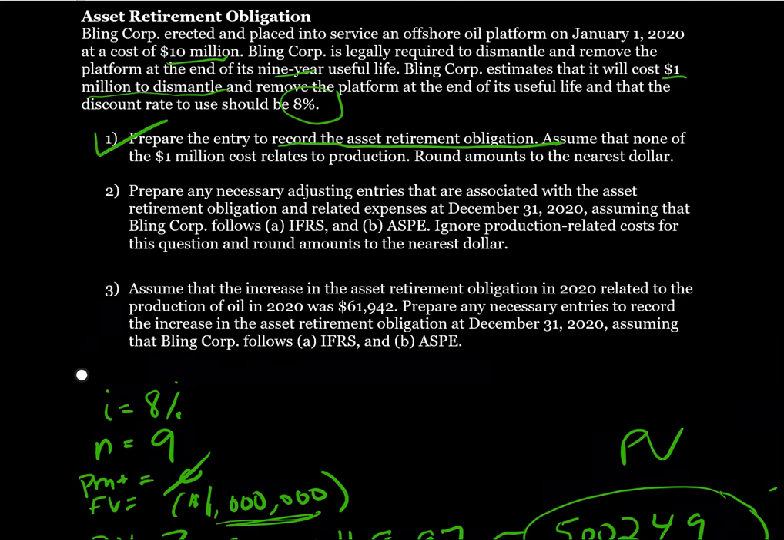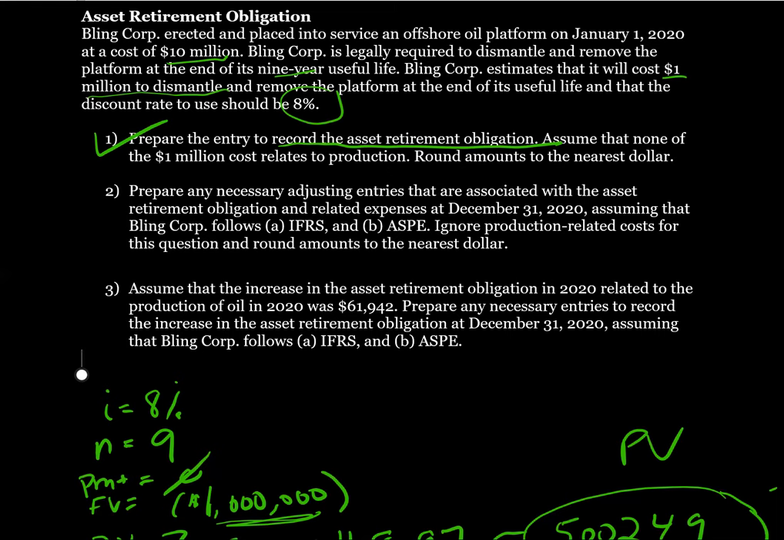So now we've done one. Number two, prepare any necessary adjusting entries that are associated with the asset retirement obligation and related expenses at December 31st, 2020, assuming that Bling Corp follows A, IFRS, and then B, ASPE. Ignore production-related costs for this question and round the amounts to the nearest dollar.